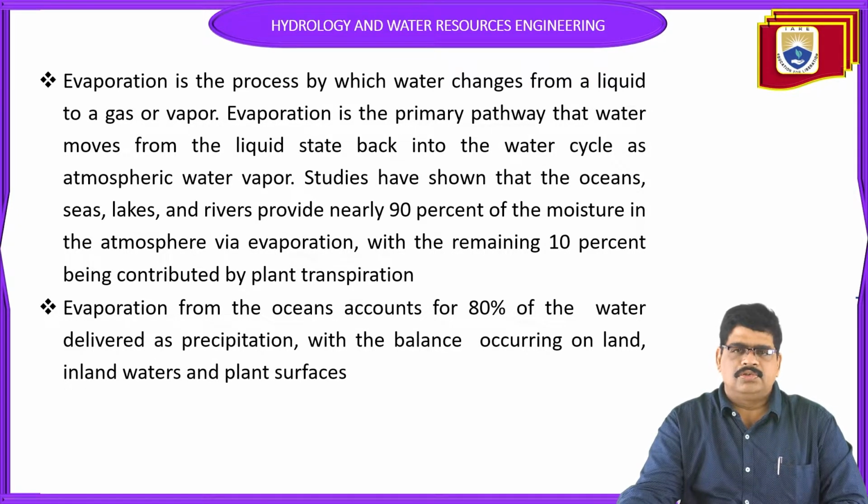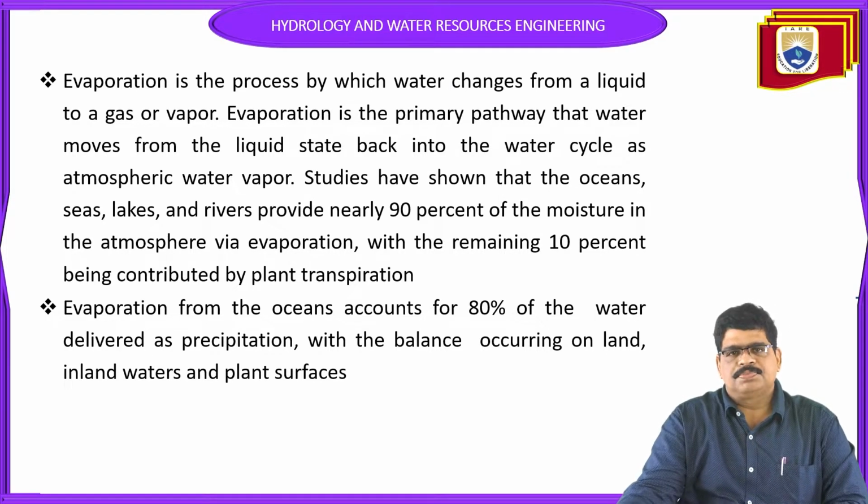So transpiration, evaporation, and evapotranspiration are a continued process, and these come from the hydrological cycle we already discussed. Next, in the evaporation topic, the oceans account for 80% of the water delivered from precipitation, with the balance occurring on inland waters and plant surfaces.